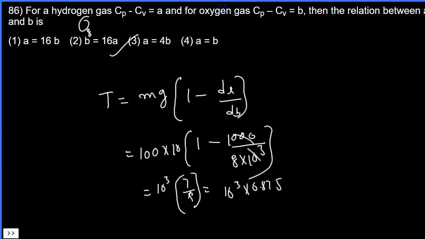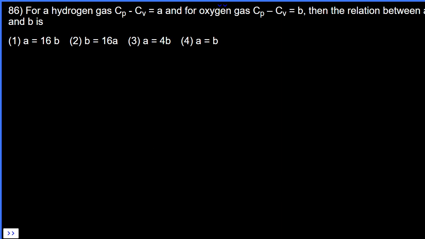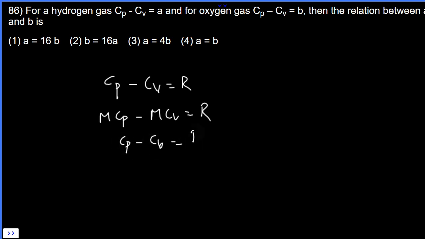Problem number 86. For hydrogen gas, Cp minus Cv is equal to A. For oxygen gas, Cp minus Cv is B. Then the relation between A and B is? Okay, we have to find out the relation between A and B. We know that in the case of specific heats, Cp minus Cv is equal to capital R. So it can be written as M cp minus M cv is equal to capital R. So small cp minus small cv is equal to R by M.